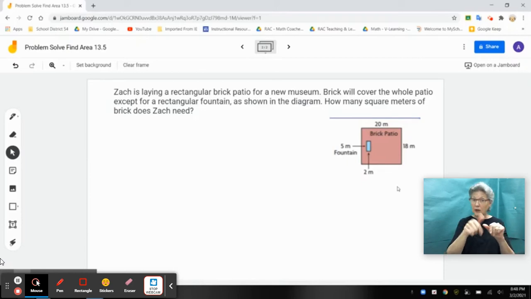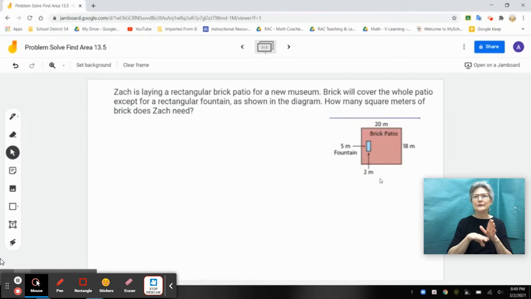Is there any other information we know? Absolutely. Great job looking at the visual to help us. We know that the length and width of the patio are 20 meters and 18 meters. The length and width of the fountain are 5 meters and 2 meters. All this information will help to solve simpler problems.